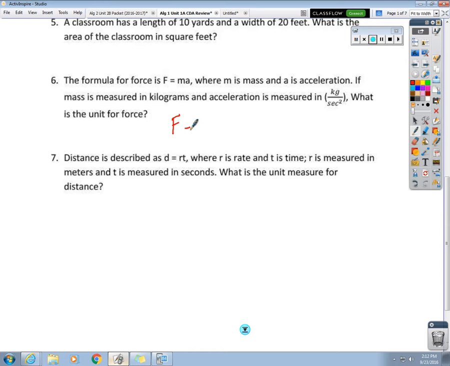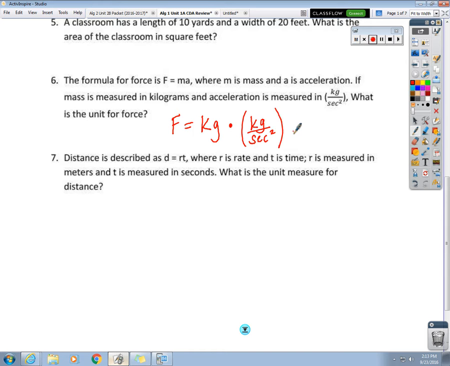All they're asking you to do is replace the variable m, which represents mass, with the unit it's measured in, which is kilograms. Okay, now m and a are being what? What operation is between them? Multiplication. So I'm going to put a multiplication symbol. A represents acceleration, and that's measured in kilograms over second squared.